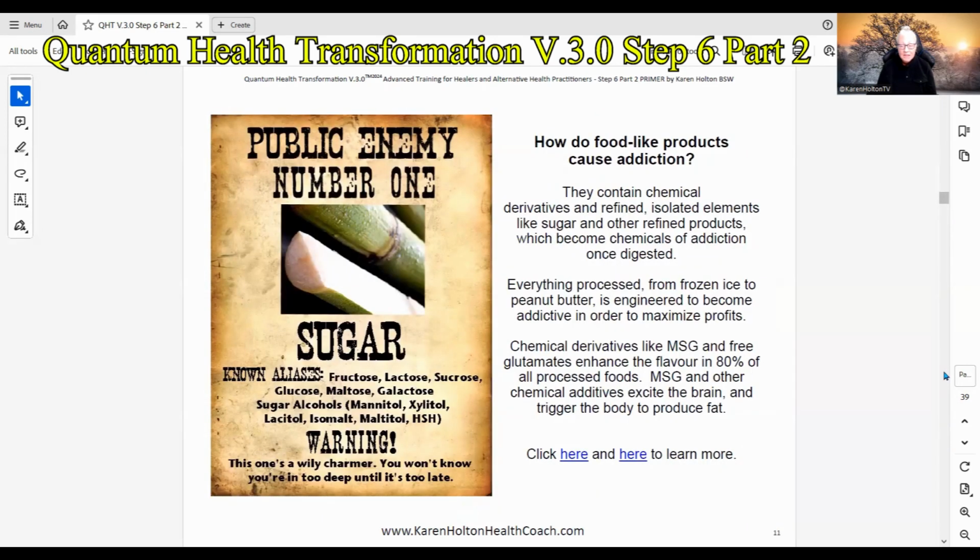How do food-like products cause addiction? They contain chemical derivatives and refined isolated elements like sugar and other refined products, which become chemicals of addiction once ingested. Everything processed from frozen ice to peanut butter is engineered to become addictive in order to maximize profits. Chemical derivatives like MSG and free glutamates enhance the flavor of 80% of all processed foods. MSG and other chemical additives excite the brain and trigger the body to produce fat.